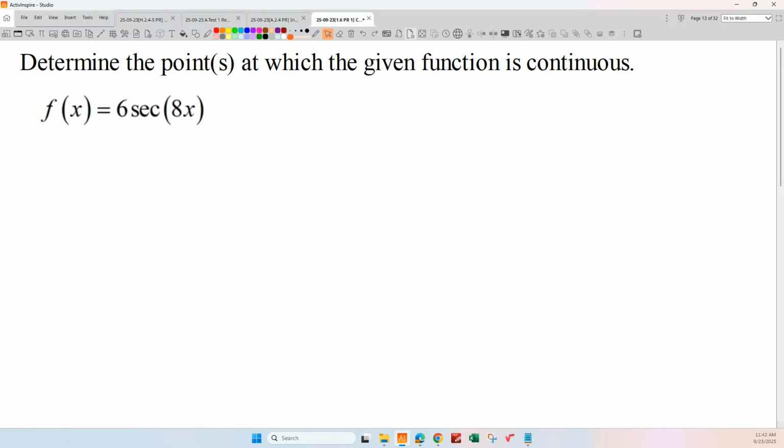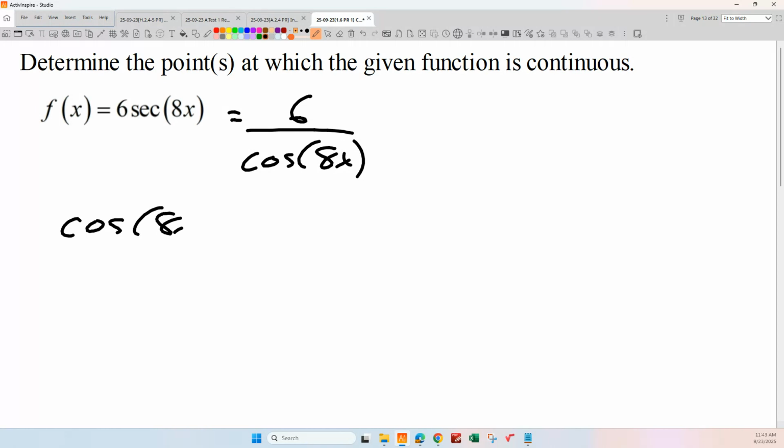1 over cosine. So I'd probably want to rewrite this as 6 over cosine 8x, right? Okay, now it becomes pretty obvious. Every place where cosine 8x is 0, the function has to be undefined. Okay, so now we have to ask that question. Where is cosine of 8x equal to 0? Because those have to be removed from the domain, right?